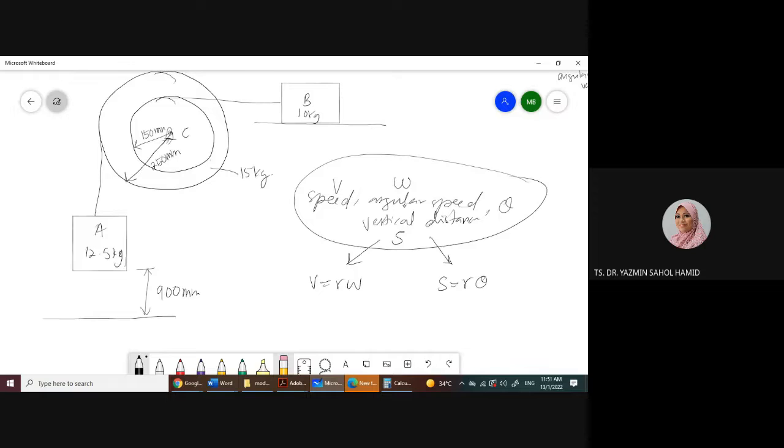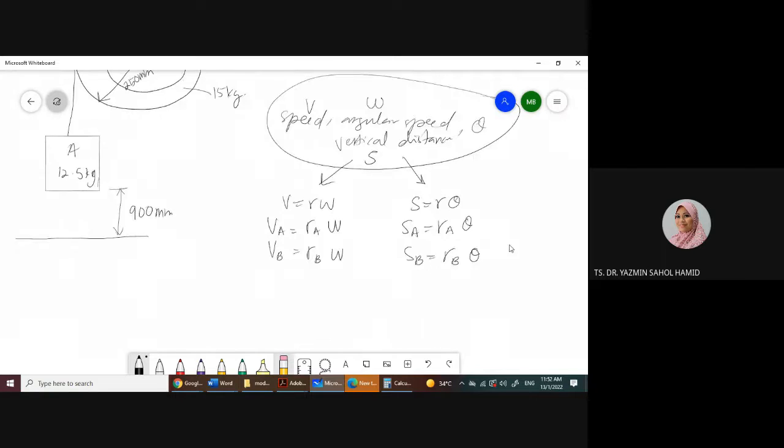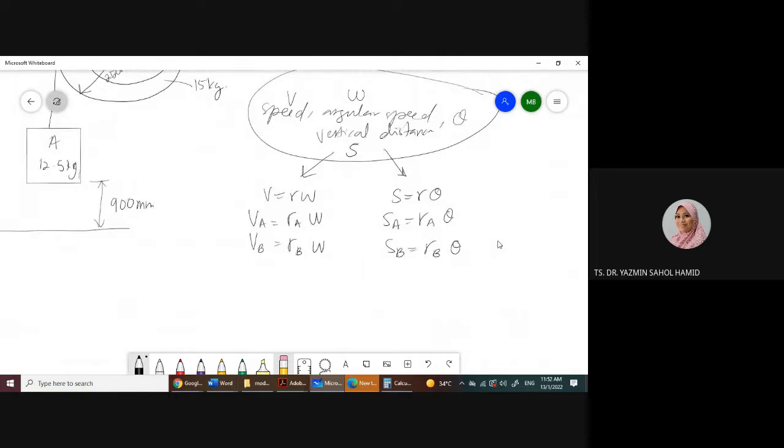Since we have two blocks, you have to consider VA and VB. VA means RA omega, VB is RB omega, and then you have SA equals RA theta, and SB equals RB theta. When you relate this, what is the difference? It's only the radius. When you want to write it, I write here.